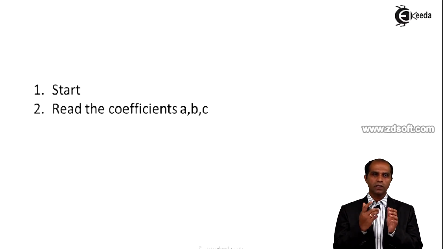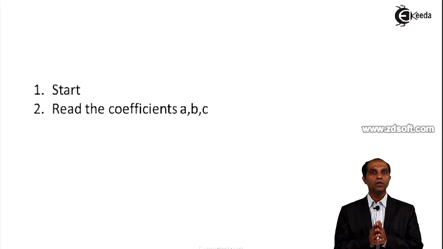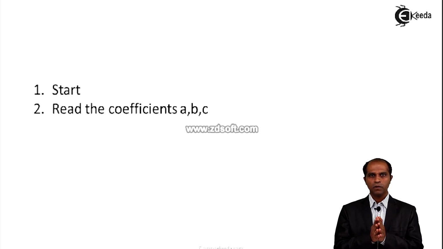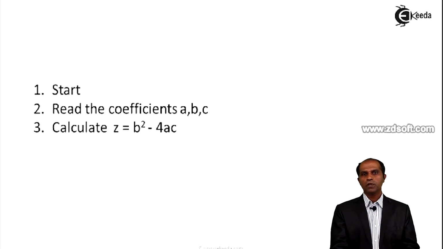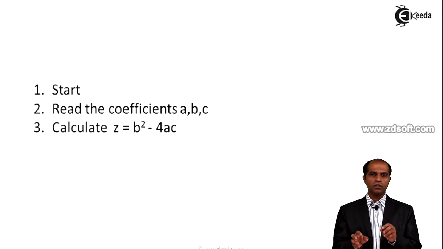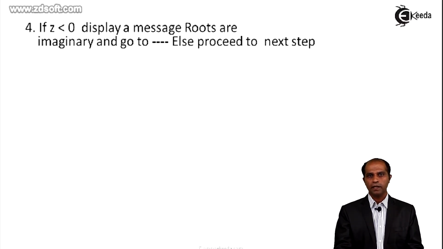Now, once you read the inputs a, b, c, you have to decide whether the roots are real or imaginary. The critical term which decides this will be b square minus 4ac. Let's put a step to calculate the term b square minus 4ac and store this quantity in a variable, say z. Once the value has been captured into variable z, let's decide whether the roots are going to be real or imaginary.